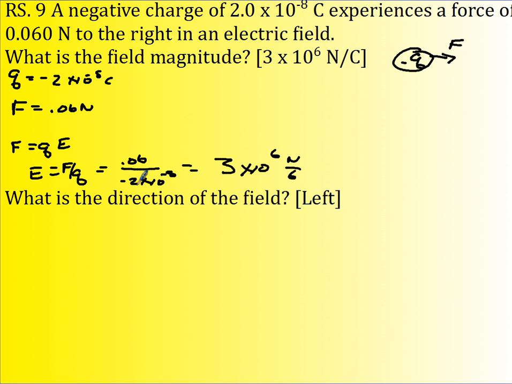Instead of using the negative sign here, let's use my diagram to find the direction. The negative sign is going to tell me it's in the opposite direction. If I had a positive charge and I had a force going to the right, that would tell me my electric field is to the right. But because I have a negative charge and the force is going to the right, that tells me the electric field is to the left.